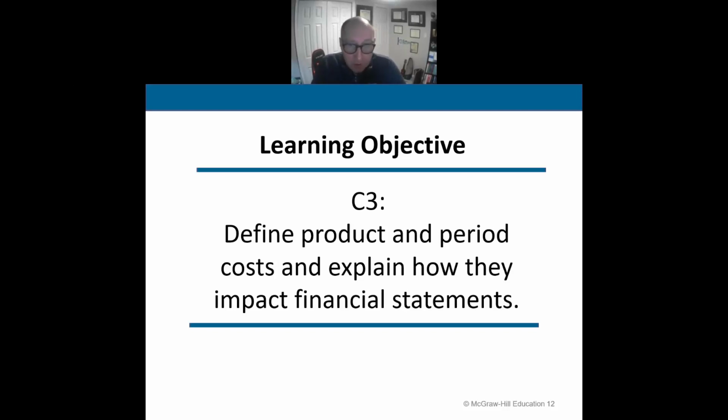Those products have costs. And they happen during the time of which they're manufactured. We call that a period cost. And so I'm going to talk about these costs and how they impact the financial statements, income statement, balance sheet.